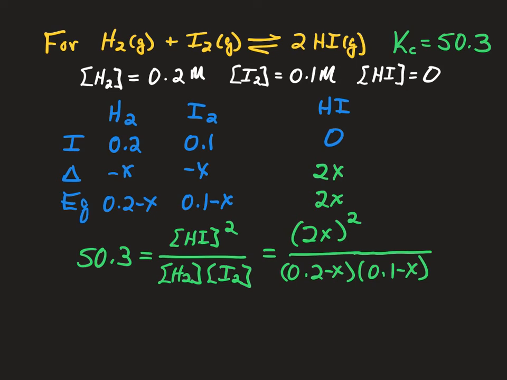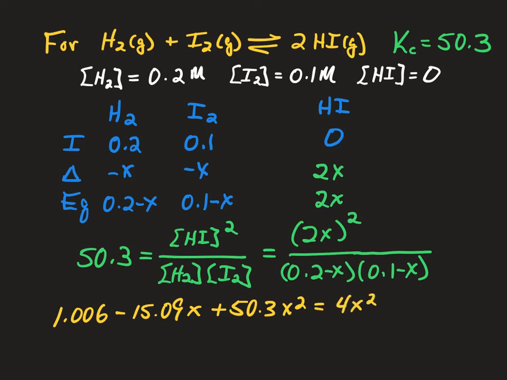We get 1.006 minus 15.09x plus 50.3 x squared equals 4x squared.